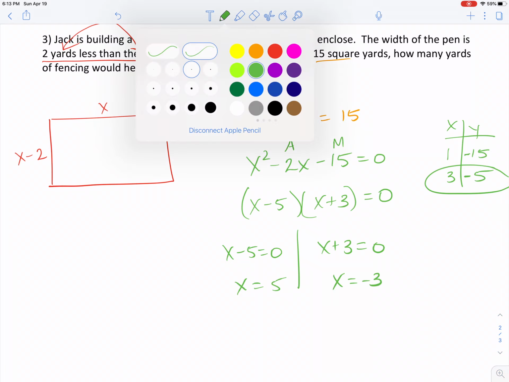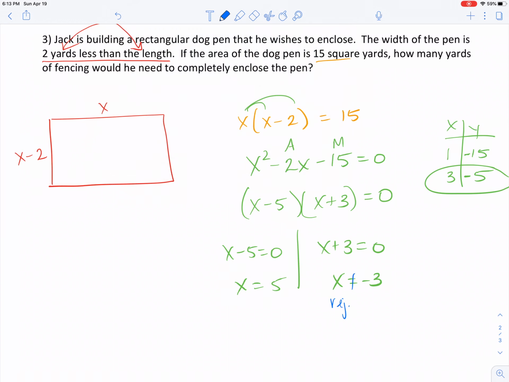Again, since this is asking for a dimension, reject, because you cannot have a negative dimension. There were some word problems from last week where there were more than one answer because it could have been positive or negative. Reject because you cannot have a negative dimension. And what did they ask for? How many yards of fencing would need to be completely enclosing the pen? So they're not asking for the dimensions. They're asking how much fencing to go all the way around the pen.